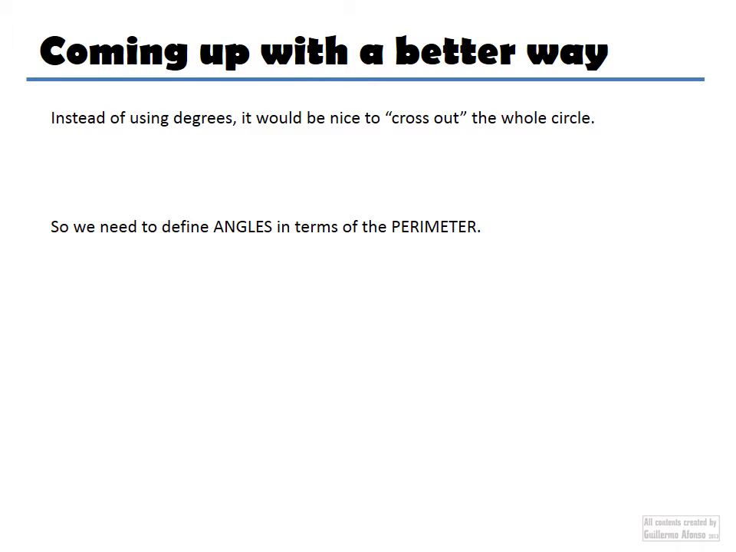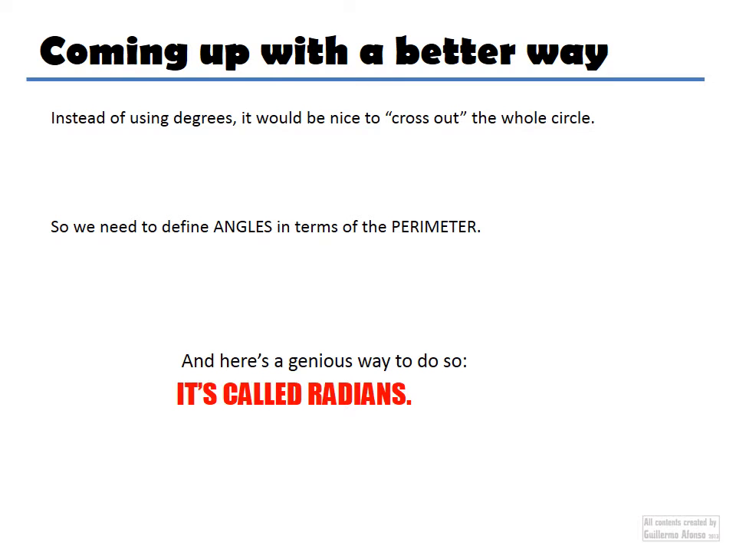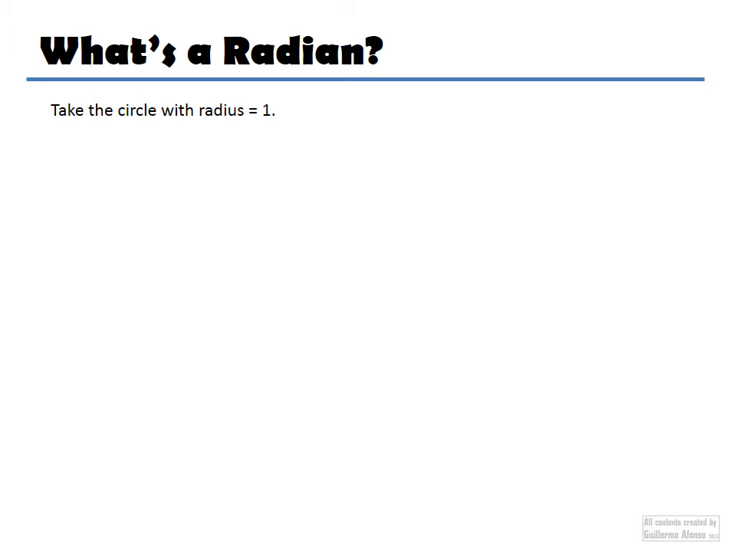What we're going to do is very simple. I'm just going to define angles in terms of the perimeter. So here's how you do it. We take a very interesting circle, one we're going to be talking about a lot: a circle that has radius 1 unit. What is the circumference of that circle? The perimeter would be 2 pi times 1, so the whole circumference is 2 pi. That makes sense, huh? The radius is 1, the whole circumference is 2 pi.